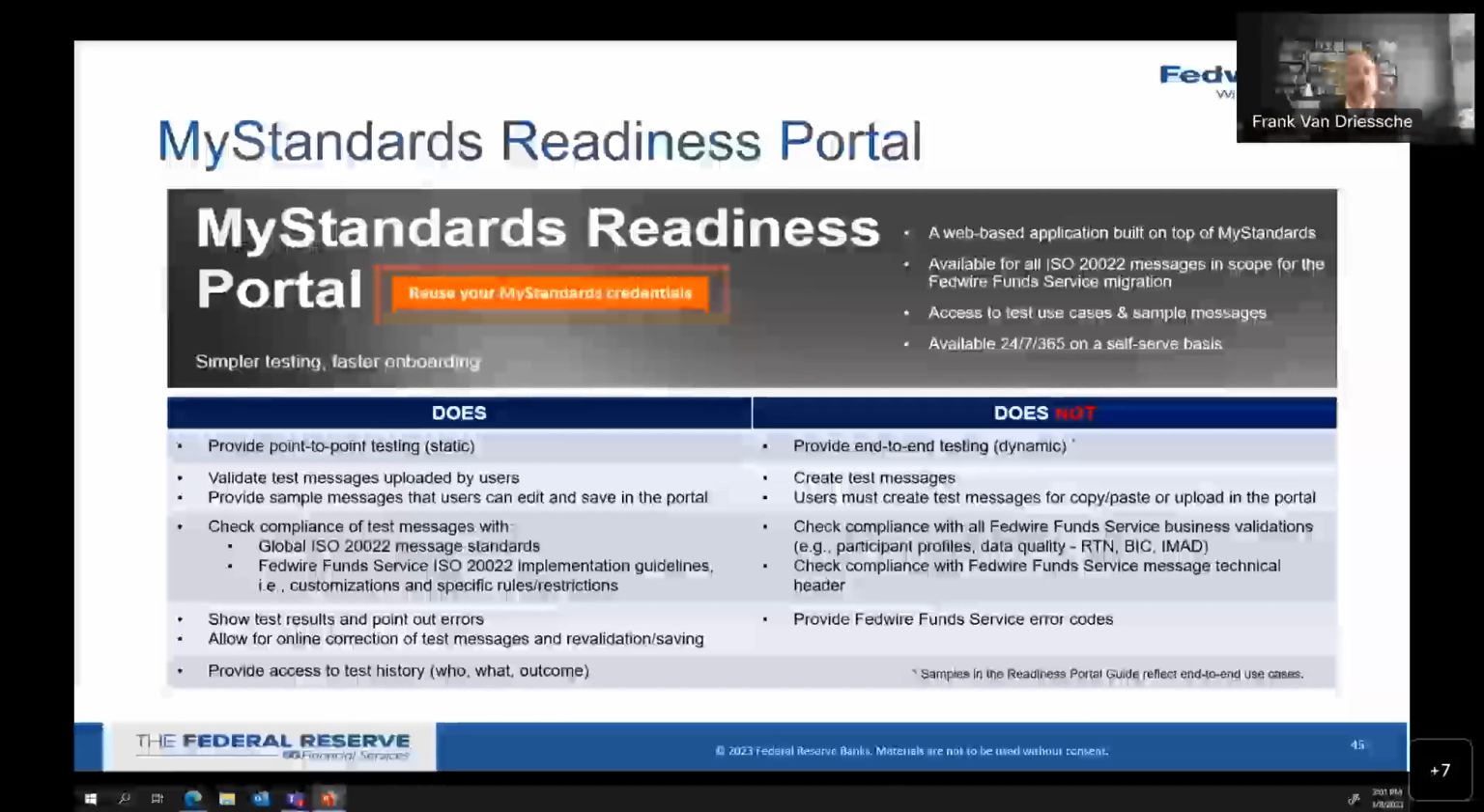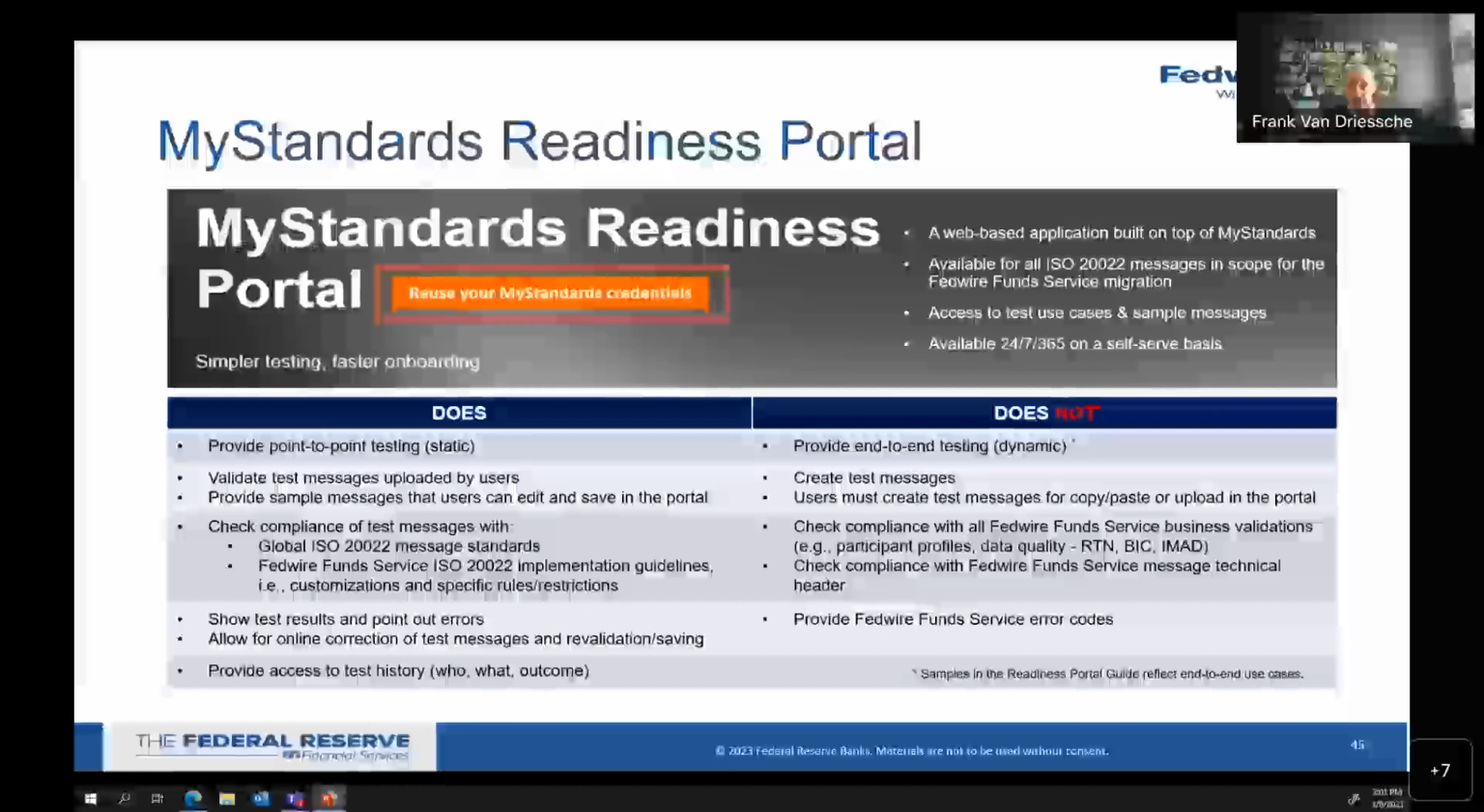That is what you will be testing when you come into the DIT2 environment and test with the Fedwire Fraud Service application. It also does not allow you to test the technical header. So coming back to the question asked previously, we will make specs available, but the technical Fedwire Fraud header is not an ISO message, and the MyStandards Readiness Portal allows you to test ISO 20022 messages. So that will be part of the testing in this environment.